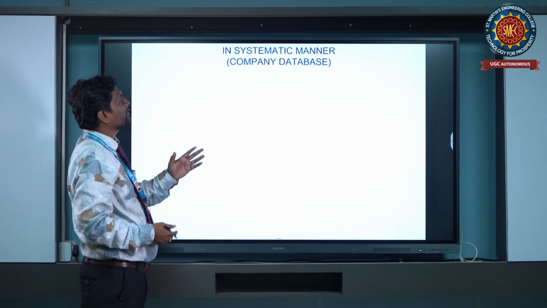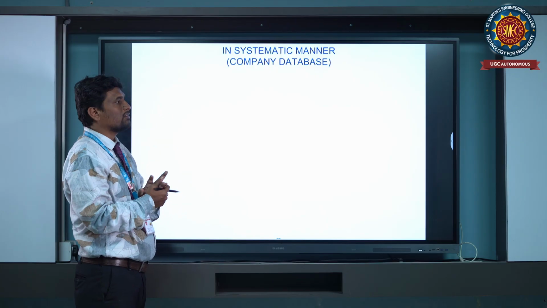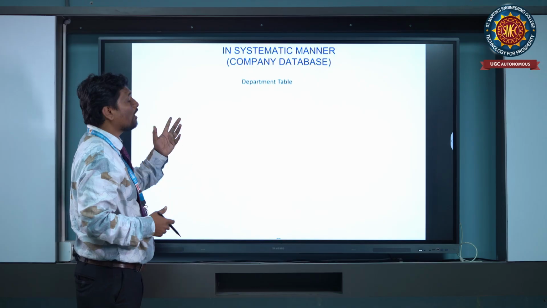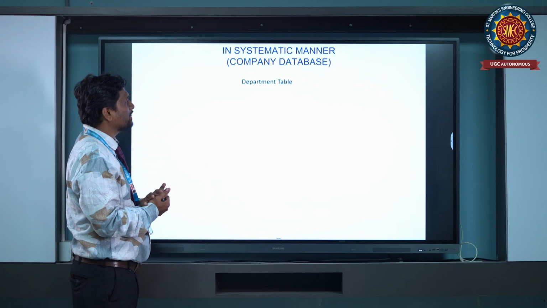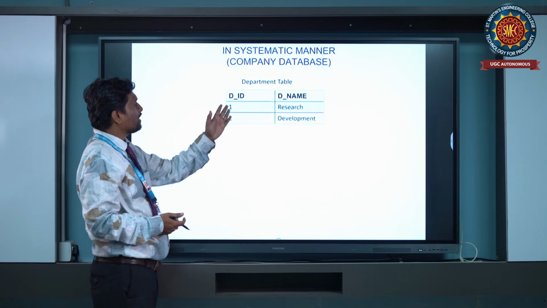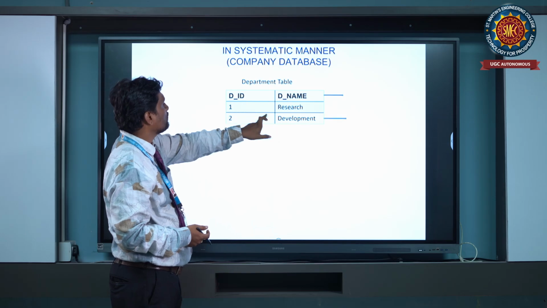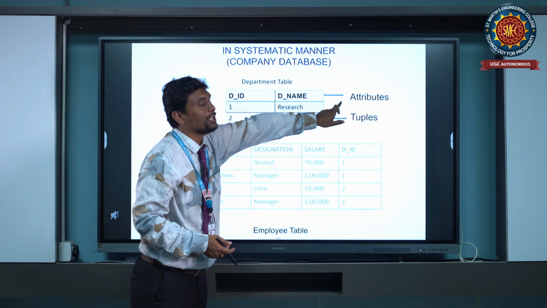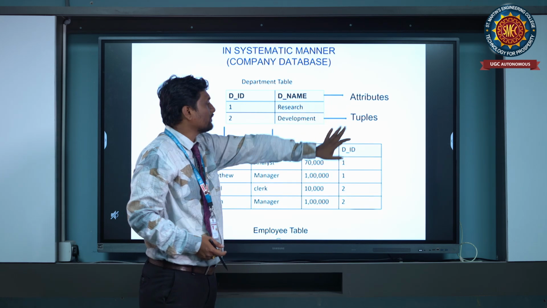Next, in a systematic manner, the company database. Suppose we have a company database: what is the company ID, what is the company name, which project we have to handle. Suppose we have a department table with a department ID and department name. Suppose in department 1, the department name is research, and the second one is development. The DID and DNAME are the attributes. Attributes are fields or columns, both are the same. Tuples or rows are the same.